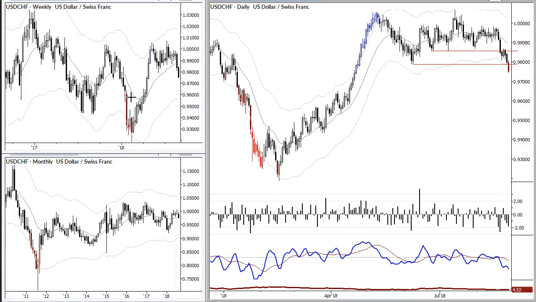Not that the trade failed, but then it went very, very flat. And we see the moving average go flat. We see it chop back and forth around the moving average.